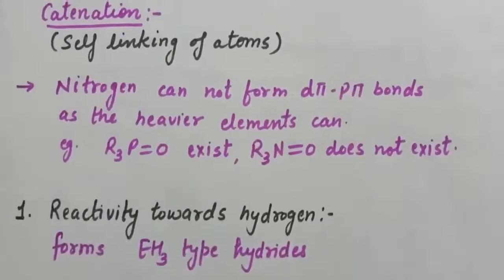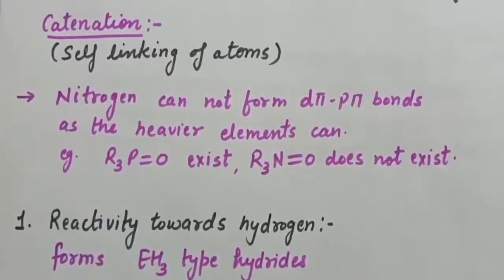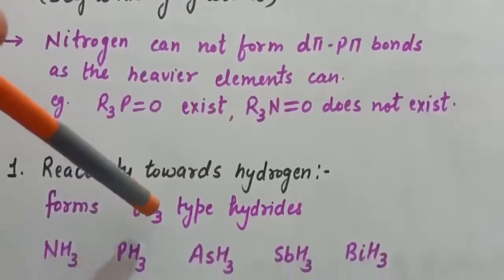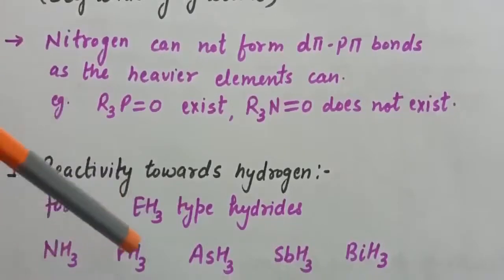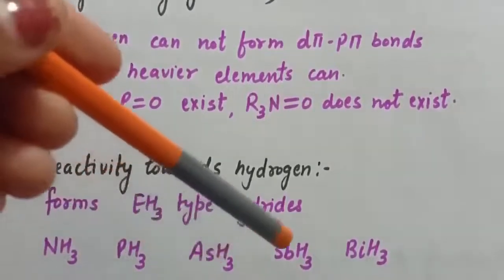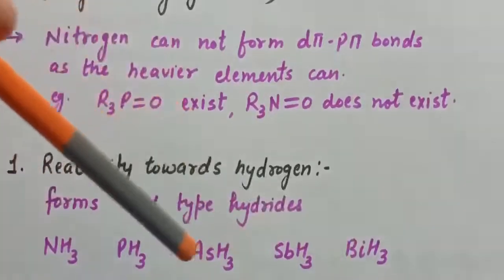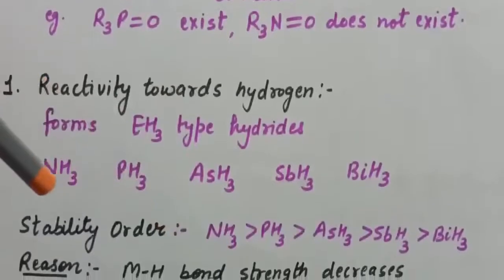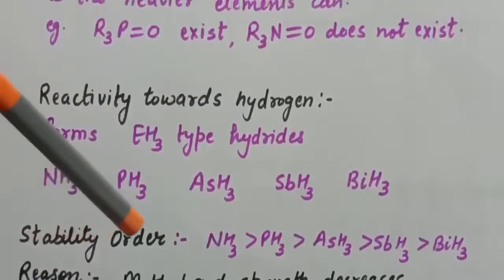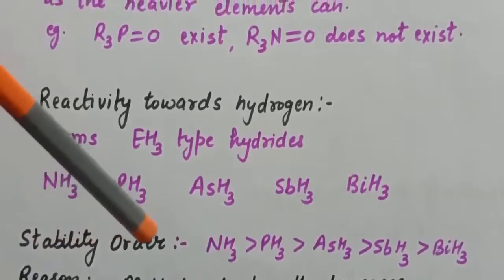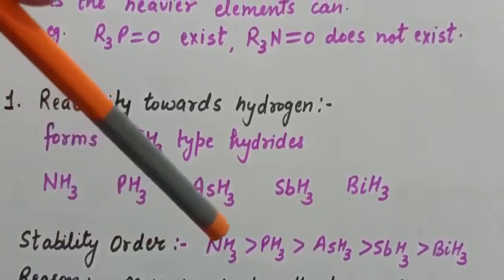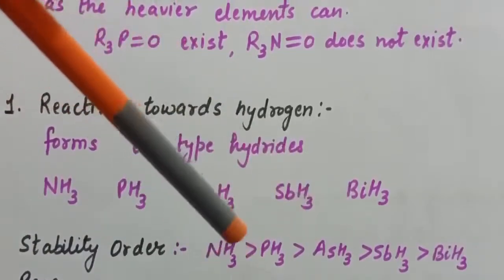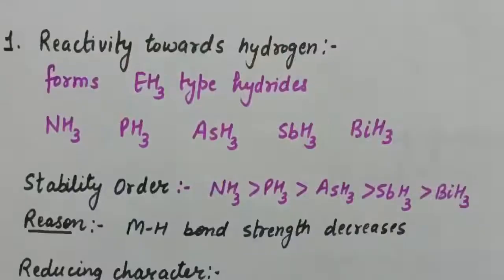Now, first is reactivity with hydrogen. So, all the elements of group 15 form hydrides of EH3 type, that is NH3, PH3, AsH3, SbH3 and BiH3. Now, some of the properties of these hydrides are the following. First is thermal stability order. If we compare the thermal stability, then when we move down group 15, the thermal stability decreases. That is, NH3 is most stable and BiH3 is least stable.